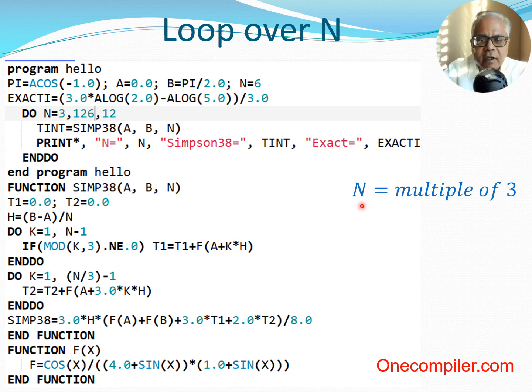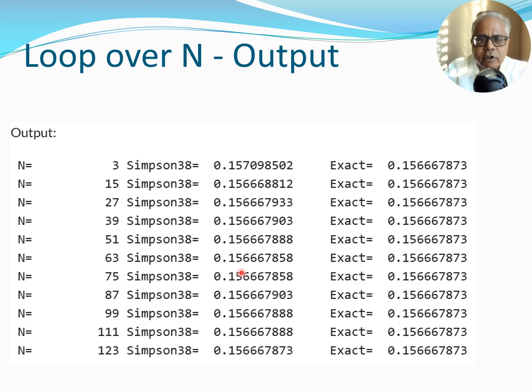Remember, I have to get n as multiples of 3. So this particular selection ensures that, and then I should converge to the actual results. So these are the solutions which I finally get. Of course, the exact solution stays the same, that is 0.1566678773, and I get the estimate Simpson's 3/8 rule matching that at n is 123. So pretty much discretization is required here, but not as much as in the trapezoidal rule.